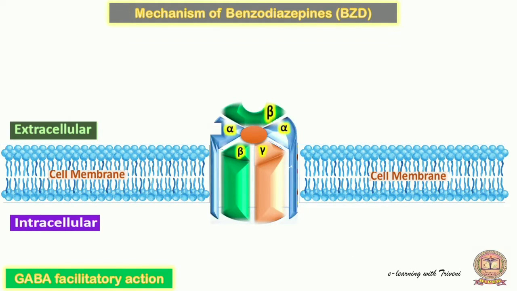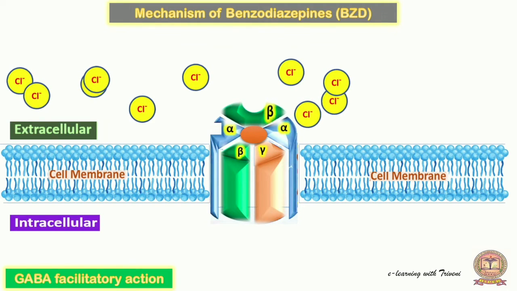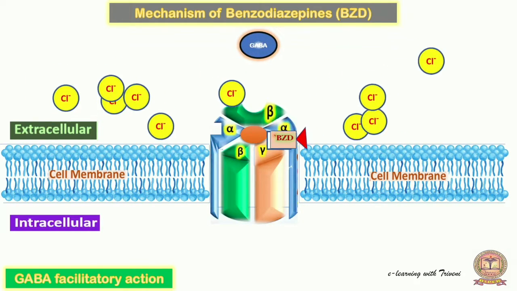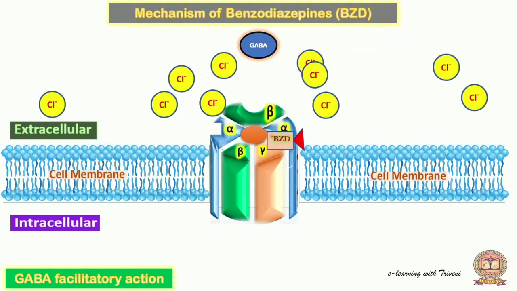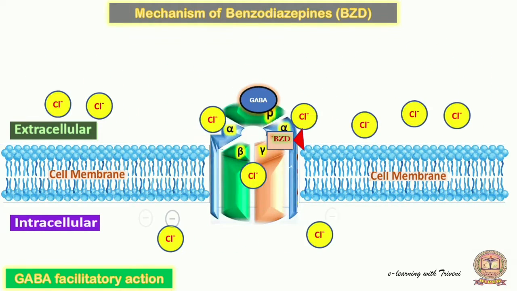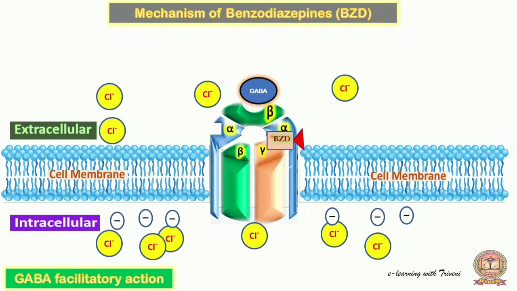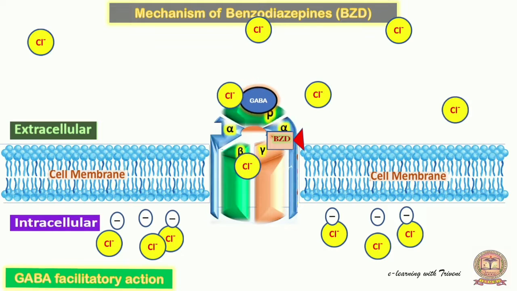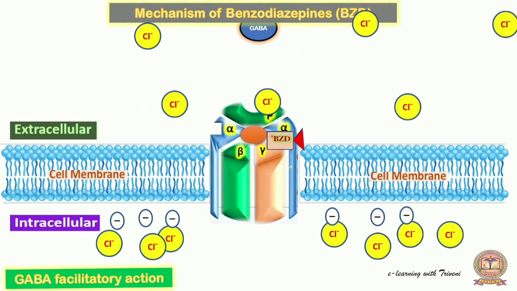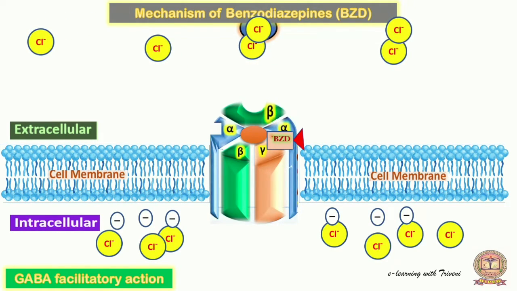Next, let us see the mechanism of benzodiazepines. In the case of the benzodiazepine class of drugs, they cannot open the channel directly in the absence of GABA. That means even at higher concentration, benzodiazepines cannot open the chloride ion channel directly. That means benzodiazepines have only GABA facilitatory action. Benzodiazepine class of drugs like diazepam, nitrazepam, oxazepam, etc. bind to the benzodiazepine receptor present at the interface of the alpha and gamma subunits of the GABAa benzodiazepine chloride channel complex. Upon binding, benzodiazepines increase the frequency of chloride channel opening.